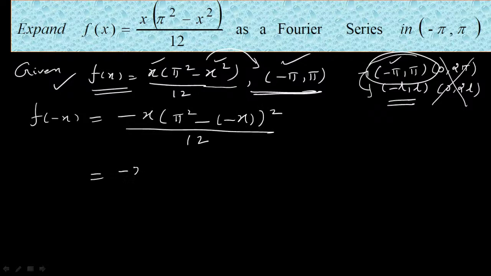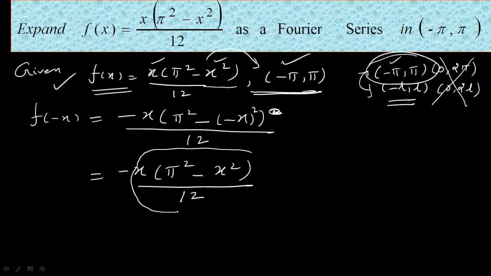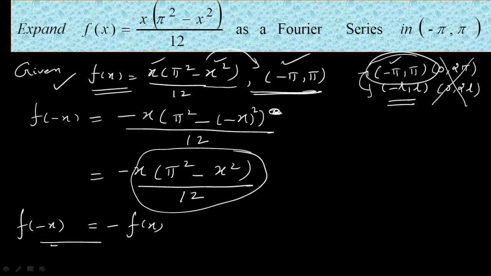That is equal to minus x times pi square minus x square. Minus x the whole square is nothing but plus x square, whole divided by 12. What is it? It is your f of x: x times pi square minus x square divided by 12 is your f of x. So this is nothing but minus of f of x. So f of minus x is equal to minus f of x.